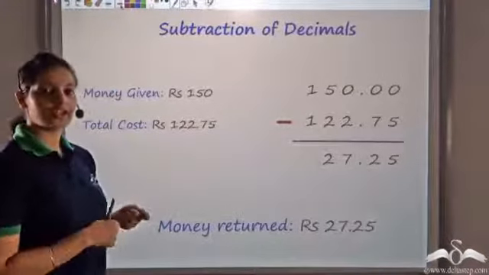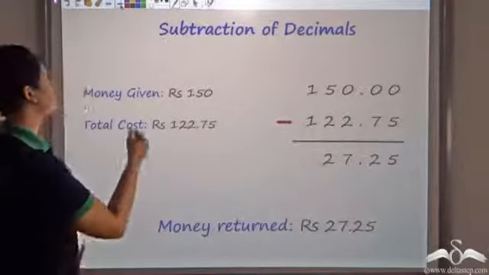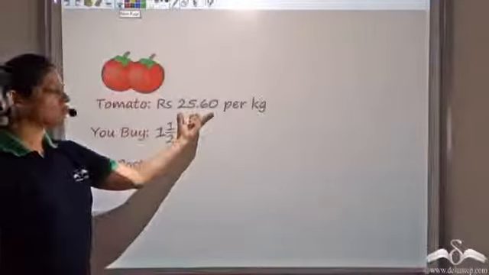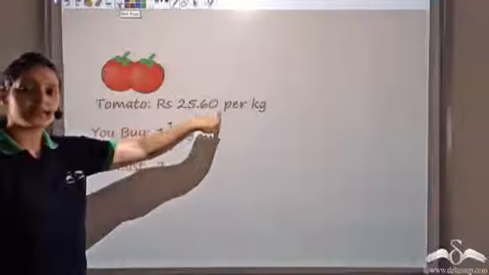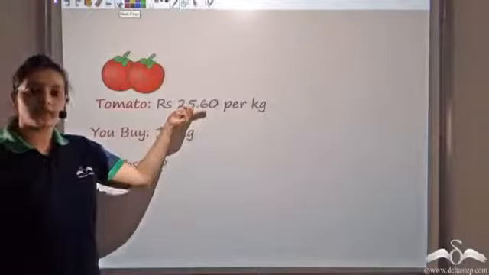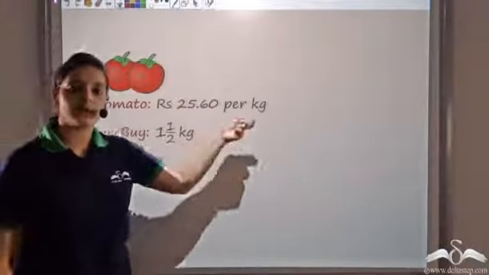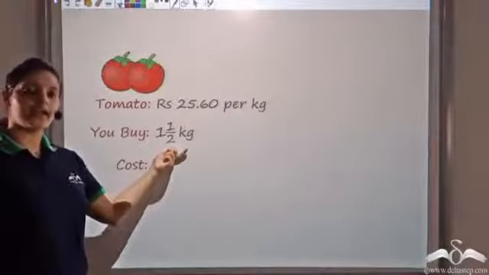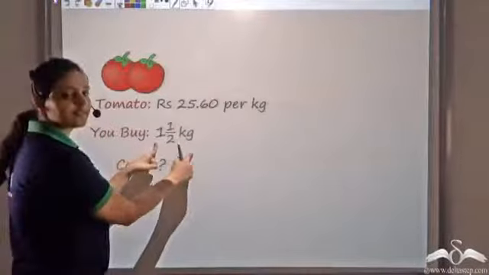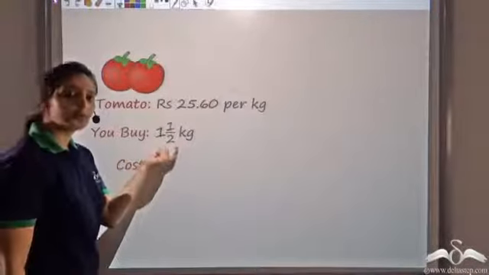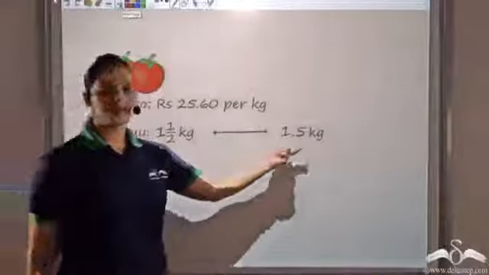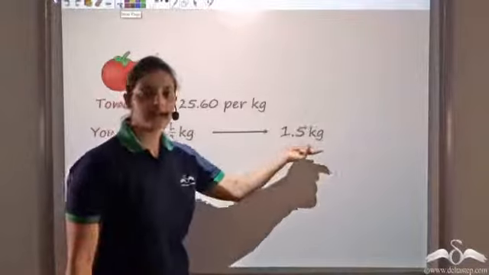So you've seen addition and subtraction of decimals. Now let's look at multiplication. Let's say the cost of tomatoes is 25.60 per kg. So for 1 kg, you need to put 25.60 rupees. You need this much rupees to buy 1 kg. If you buy 1.5 kg, then what would be the cost? Now remember that 1.5 kg is a fraction number. You can convert this fraction to a decimal number. This would be same as writing 1.5 kgs in the decimal.